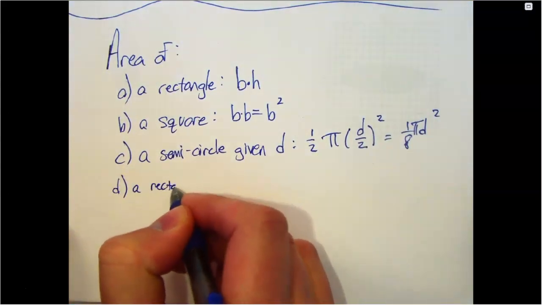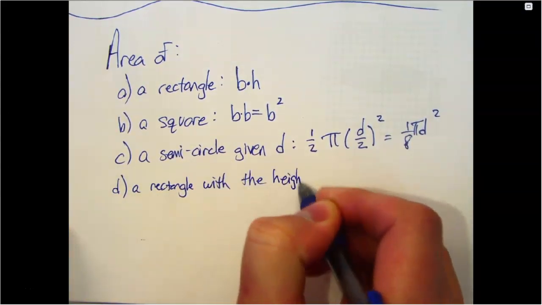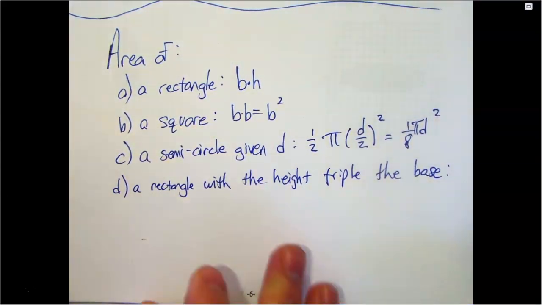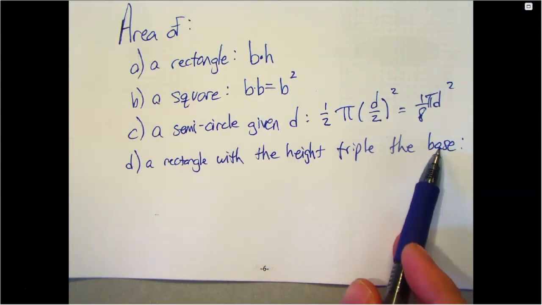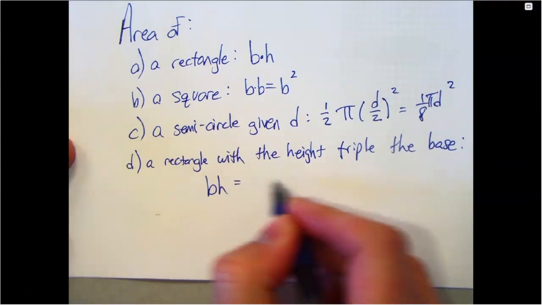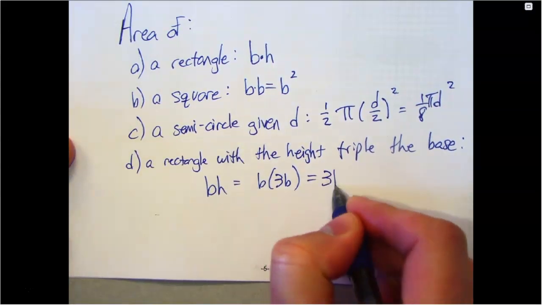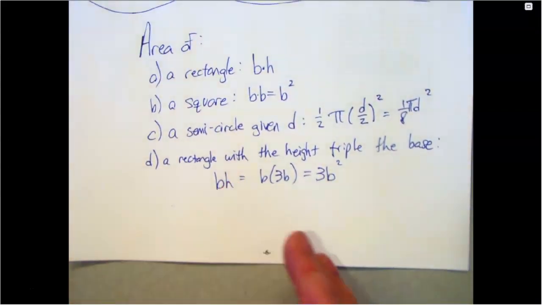Alright. A rectangle with the height triple the base. Area of that. If we call the base B, and the height is triple, what do we call the height? 3B. So it's base times height, but the height is 3 times the base. So couldn't we write it as 3B squared? I think that's all the shapes I put out here.